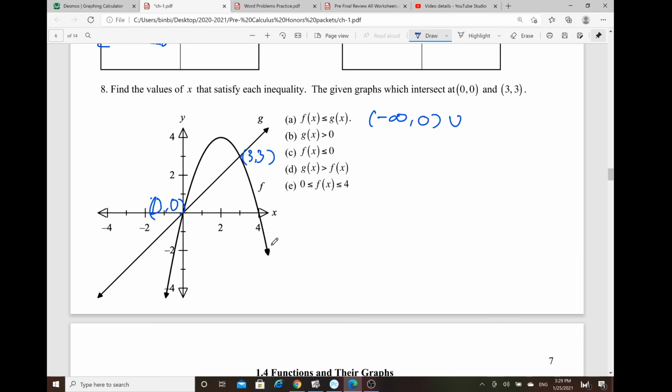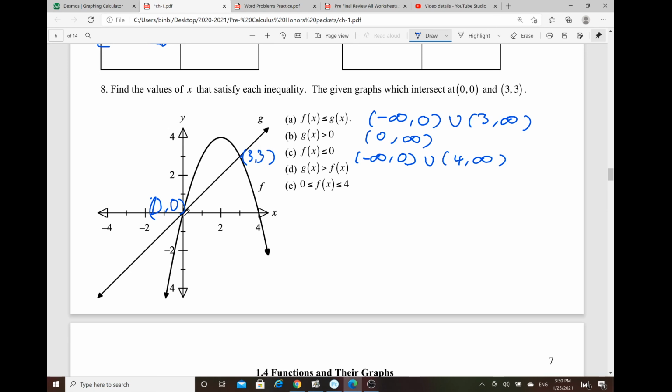Union, what else? What about this part of the graph? F of x is also showing that it's less than or equal to g of x. So 3 to infinity. So g of x is greater than 0. That means anything that's right above the x-axis. So from 0 to infinity. F of x is less than or equal to 0. So anything from -infinity to 0. Union, again, the curve is f of x. So 4 to infinity. And the other one showing g of x is greater than f of x. So that means the line is right on top of the curve. It's right above. So the one that's happening there, g of x is greater than f of x.